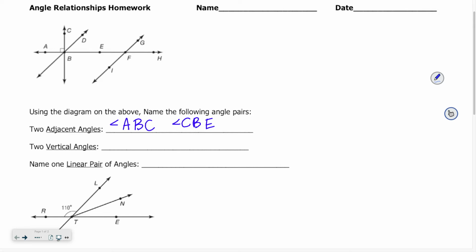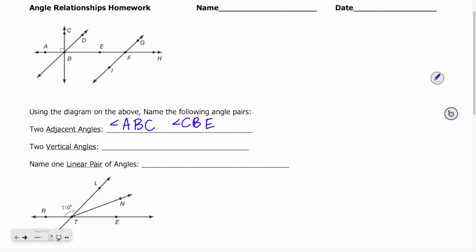You do not have to use mine. Yes? Would angle CBD and angle DBE be right? Perfect.